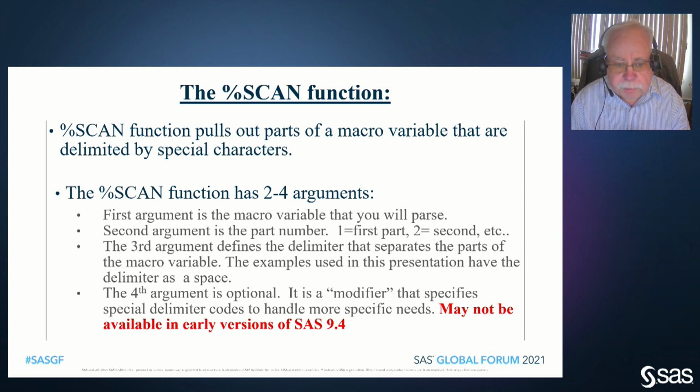And the fourth argument is optional. It may not be available in earlier versions of SAS 9.4, but I was doing some reading on it, and it's a special modifier to handle special delimiter codes to handle more specific needs. The one example I remembered is that typically we go from the left to the right, but you can reverse it, going from the right to the left of those parts in that macro you're parsing out of.